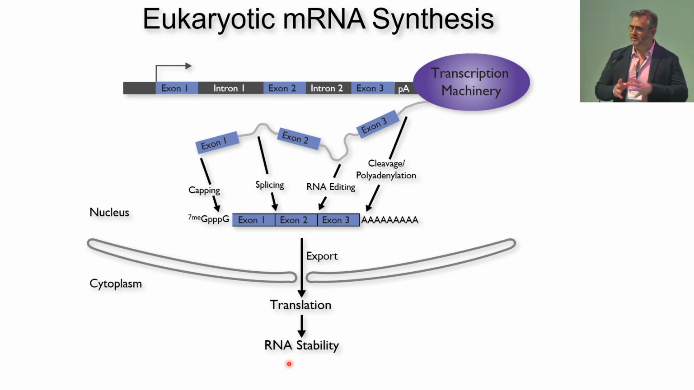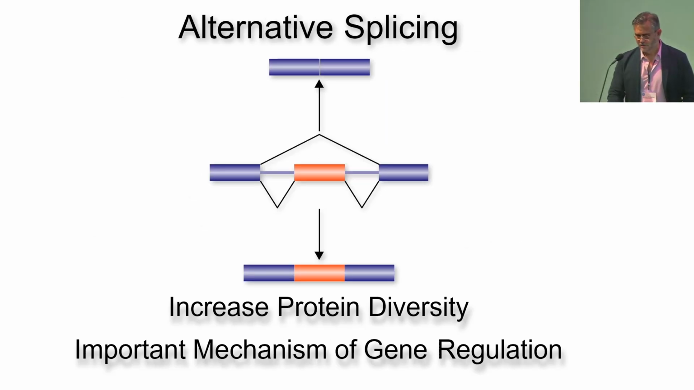The important thing for my talk is that every single step that I've drawn up here is a process that can be regulated, and they're all controlled by different RNA binding proteins that bind to the RNA and facilitate these regulatory steps. One of the steps that my lab has worked on the most is alternative splicing. This is a process whereby if you have a gene that has multiple exons, these exons can be spliced together in different patterns.